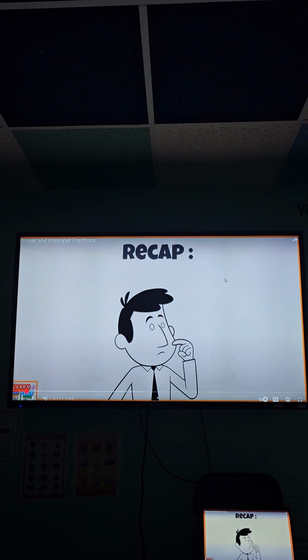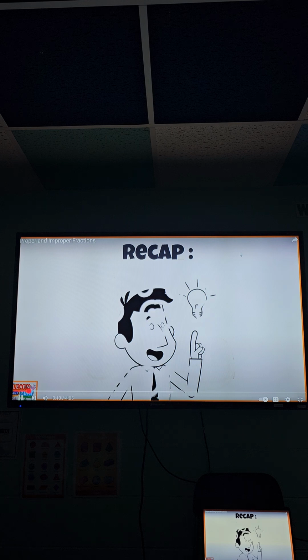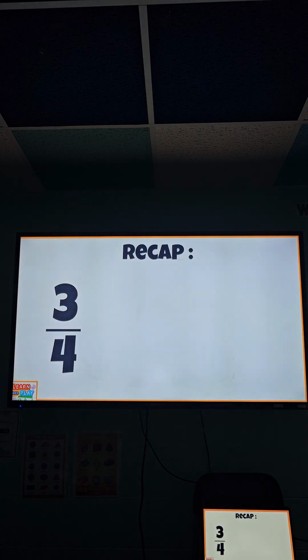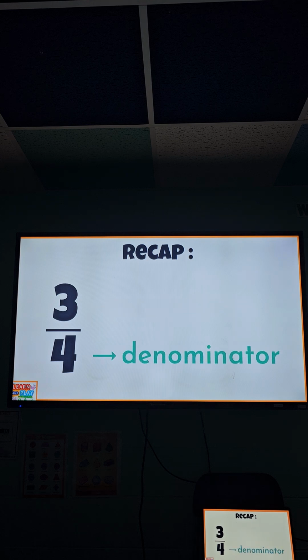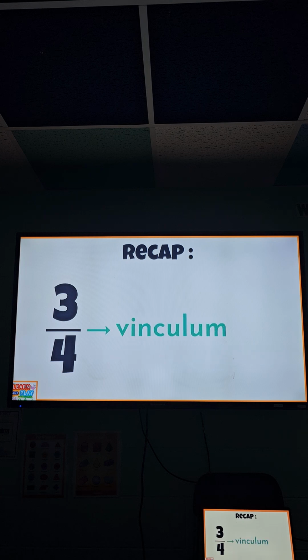Fractions. First, let's quickly recap what we know about fractions. In a fraction, the number at the top is called the numerator. It refers to the number of parts you have out of a whole. The number at the bottom is called the denominator. It refers to the total number of equal parts there are of a whole. The line in between the numerator and the denominator is called a vinculum.